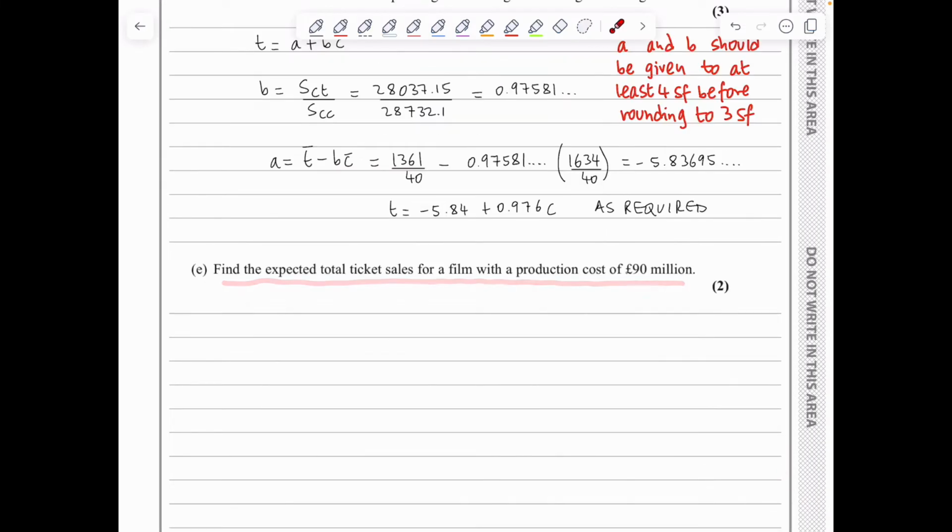In E, we need to find the expected total ticket sales for a film with a production cost of £90 million. Well, this simply means that C is 90. So when C is 90, I need to plug this on the calculator to estimate T. So T is going to be minus 5.84 plus 0.976 times 90. This gives an answer of 82. And therefore we conclude that the expected total ticket sales will be £82 million.